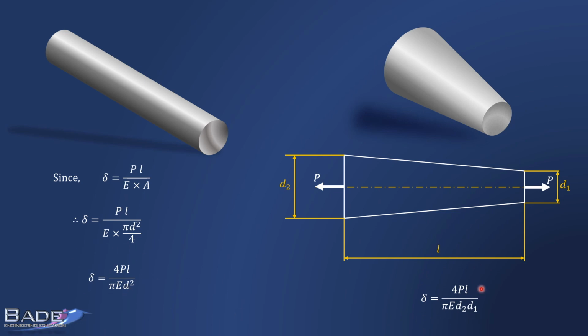Now compare these two formulas, uniform cross section and uniformly varying cross section. Check, all other terms are identical except here it is d squared and here d2 d1. So if you compare these two formulas, easily you will be able to remember this formula. The only thing is d squared is to be replaced by d2 d1.